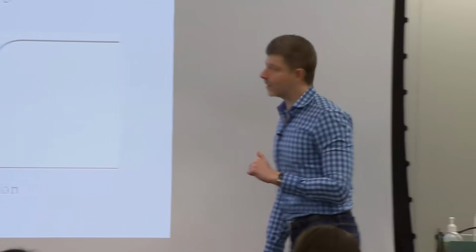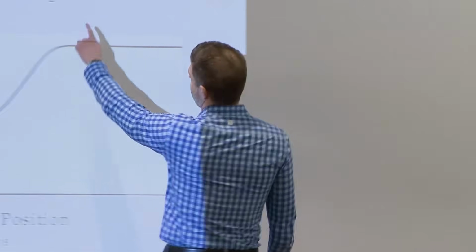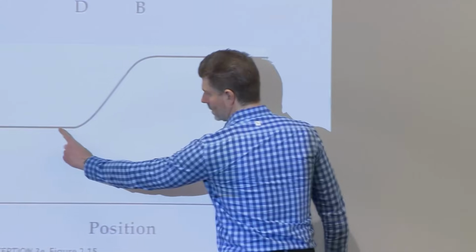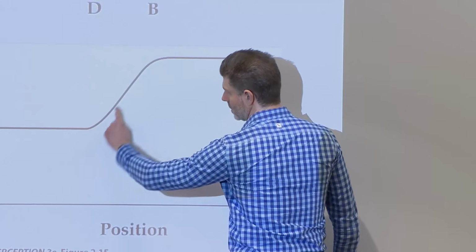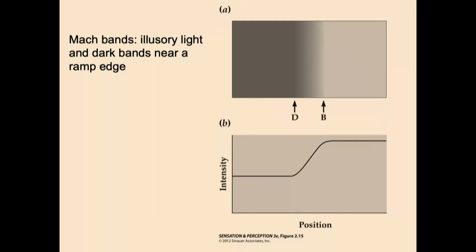Now the illusion is that people will typically report seeing bands, a dark band here and a bright band there. For me, the bright band is a lot more salient than the dark band, but I can see them both. It's an illusion because there's no actual band in the image. The intensity just starts out low and then increases and then levels off. So that's just this old illusion.